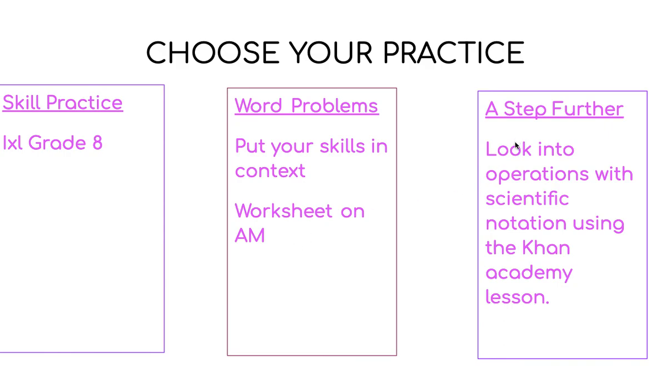You can now look into operations with scientific notation, which we really don't need to do in grade 7. You'll probably do more in grade 8, but if you really do feel ready and confident, then please use the Khan Academy lesson. The link is on Academic Manager. So all of these resources will be on Academic Manager for you. Please choose carefully, or please come and see me for advice and I can help you decide which is best for you. Okay, thank you.